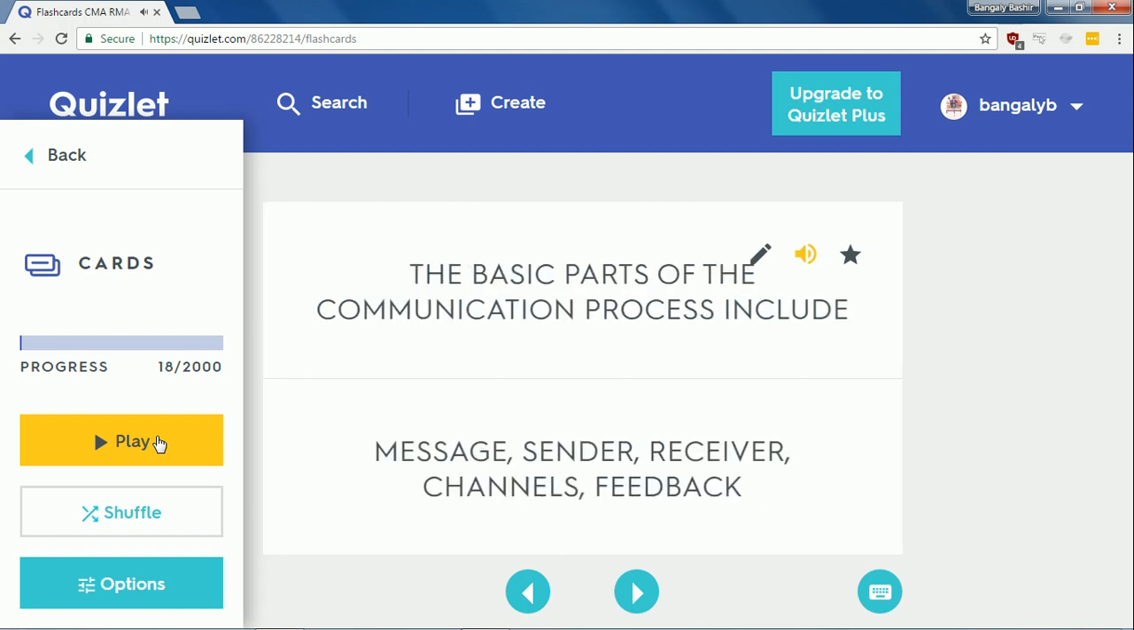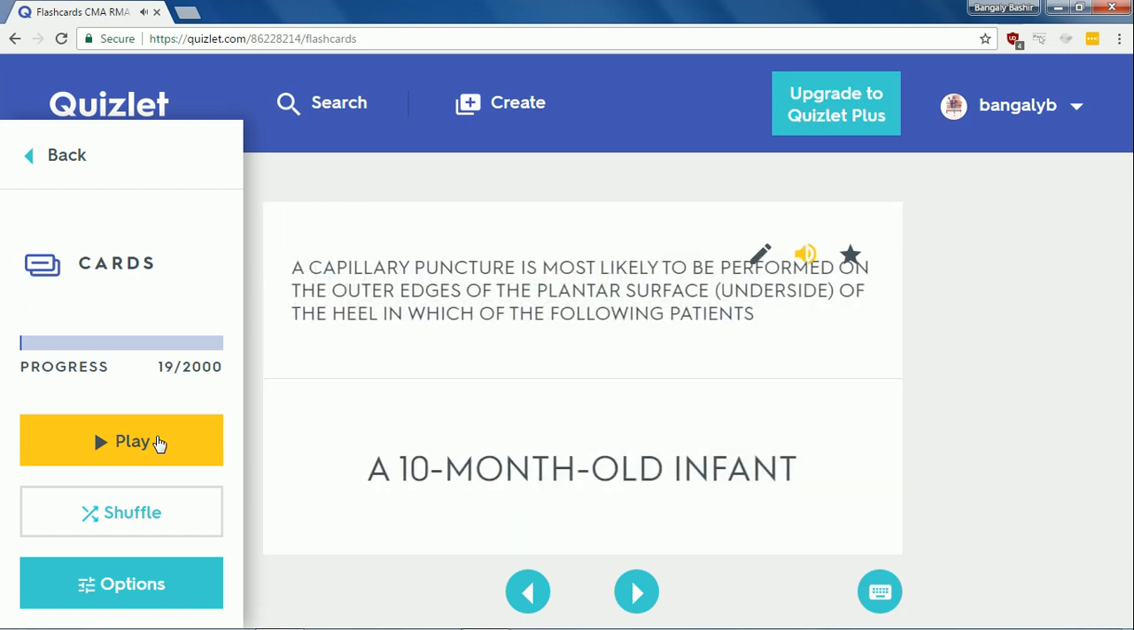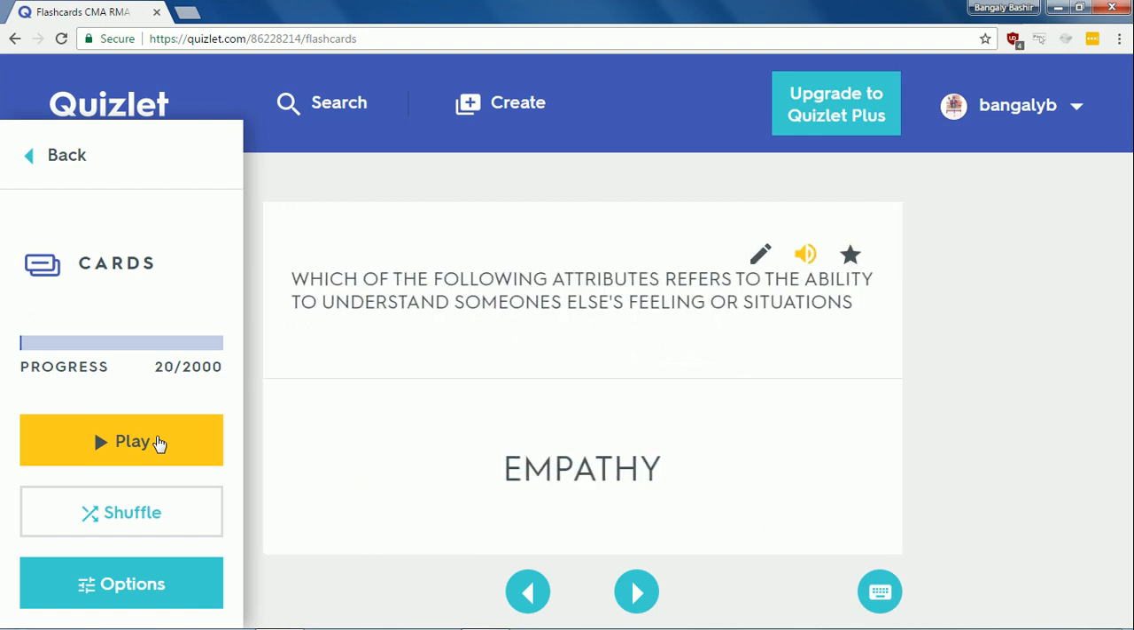The basic parts of the communication process include message, sender, receiver, channels, feedback. A capillary puncture is most likely to be performed on the outer edges of the plantar surface of the heel in which of the following patients? A 10-month-old infant. Which of the following attributes refers to the ability to understand someone else's feelings or situations? Empathy.